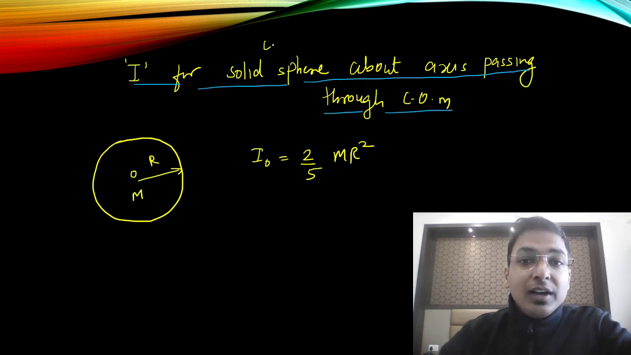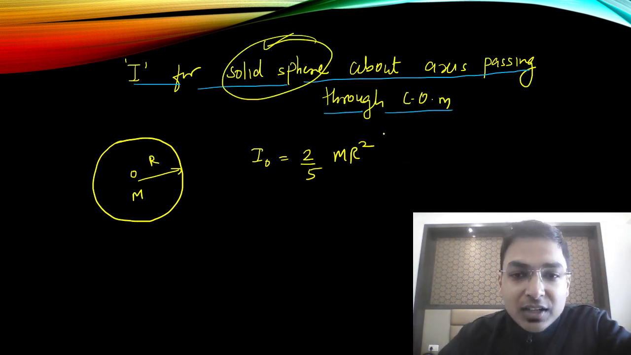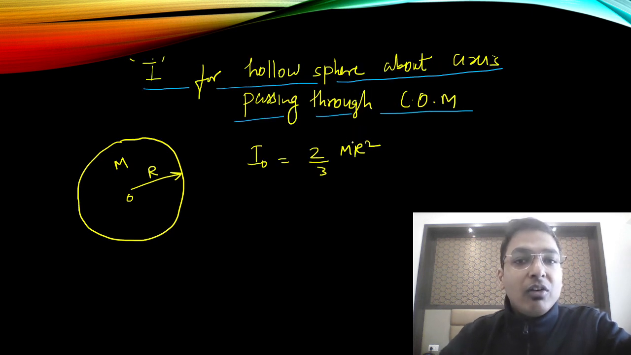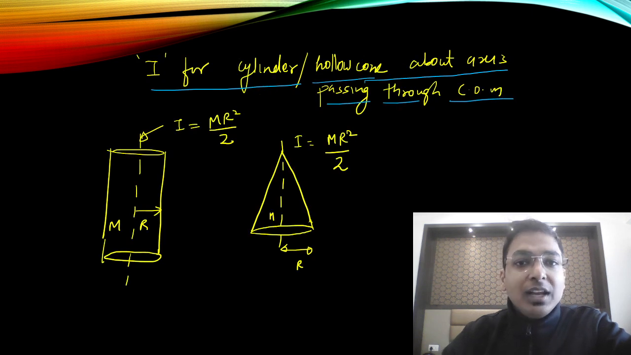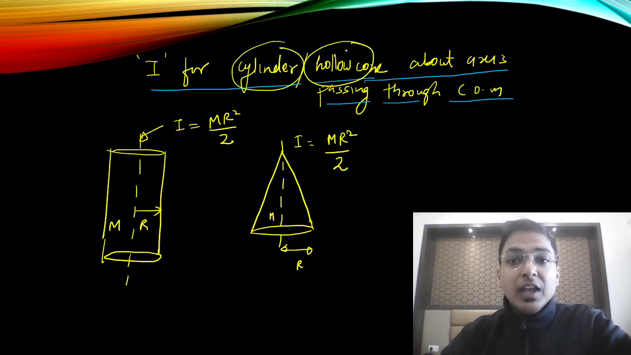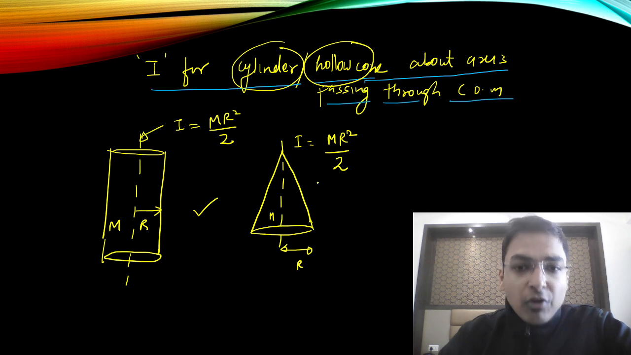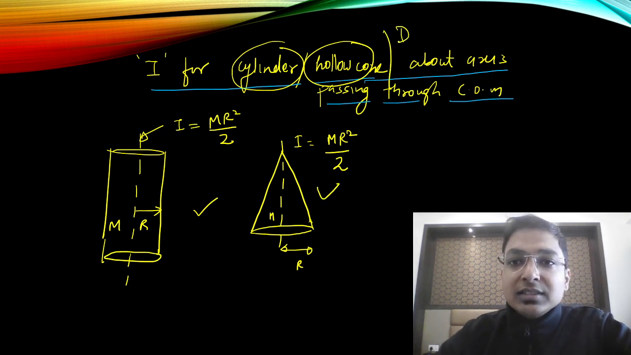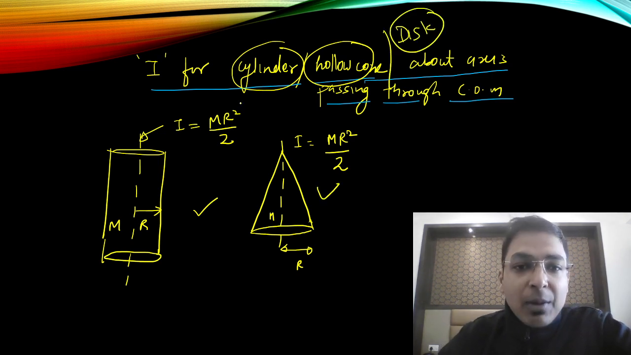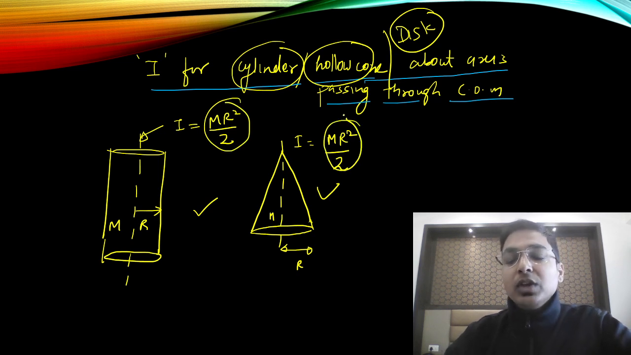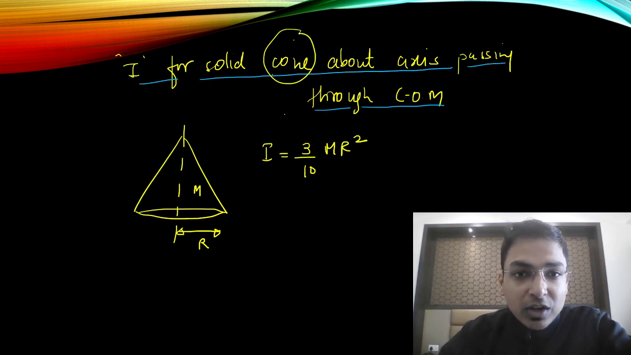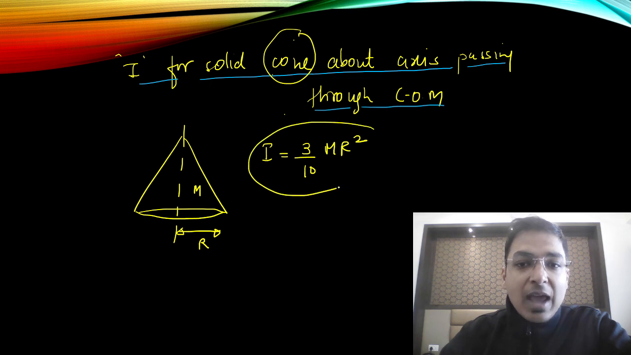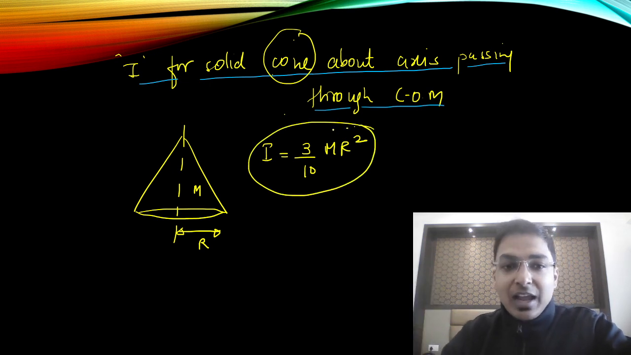Next is a solid sphere. Okay, solid sphere, it is 2 by 5 mr square. All right, next is a hollow sphere, it is 2 by 3 mr square. Okay, next is a cylinder and hollow cone. So guys, remember, for a cylinder, for a hollow cone, and also for a disk, it is mr square by 2. Okay, it is the same. All right, then for a solid cone, it is 3 by 10 mr square.